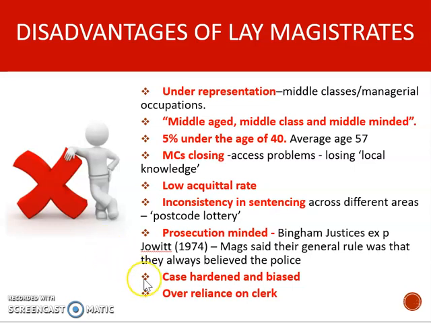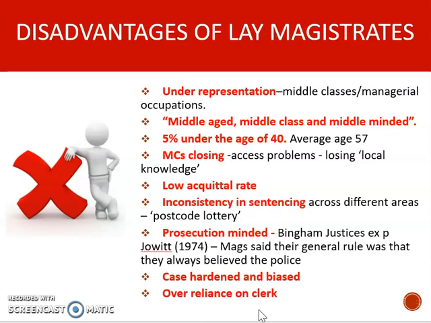There's also concern that they might be case hardened because of the sheer volume of cases they're seeing every year, a million cases going to magistrates' courts, that it's sometimes described as conveyor belt justice, that they see so many cases, case after case after case, that they're not necessarily seeing things with fresh eyes, they're becoming quite case hardened. And sometimes they're over-relying on the clerk for legal advice. And you could make the point there that if they're using the court clerk too much, why do we have the magistrates then? Why not just use the court clerk?